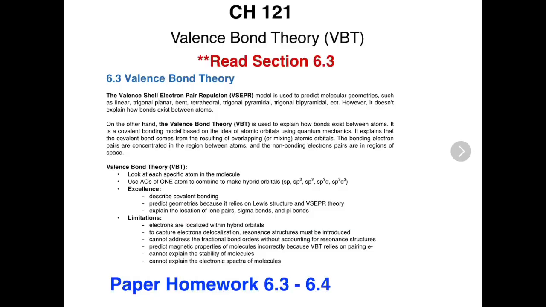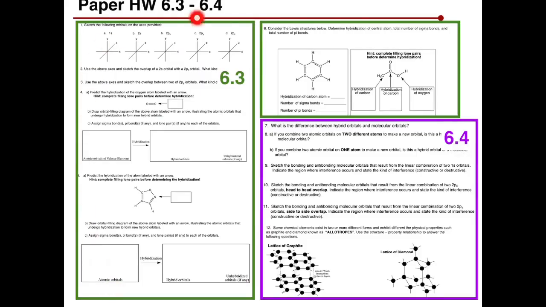There is a need for another theory to give us the full picture of the covalent bond, and that's what we're going to cover in chapter 6.4. After you finish this lecture video, you should be able to start working on the paper homework 6.3. Numbers 1 to 6 are part of chapter 6.3.